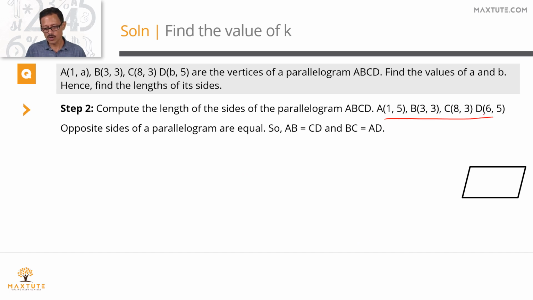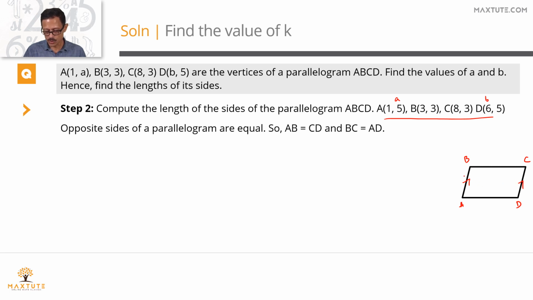Now, these are the 4 coordinates. We have plugged in the value of a. We have plugged in the value of b. Both of those have been done. Let's say these are the 4 coordinates, vertices A, B, C, D. In a parallelogram, opposite sides are equal, opposite sides are parallel. So AB, whatever it measures, is going to be the same measure.